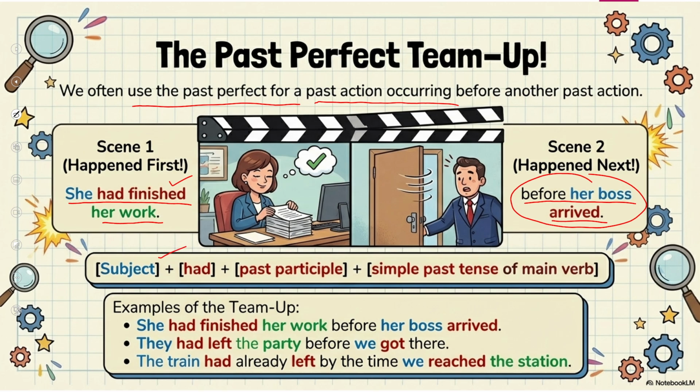Let's talk about formula. Subject plus had plus past participle plus simple past tense. Example, she had finished her work before her boss arrived. In the second example, you can see that they had left the party before we got there. This part of sentence is in simple past and the other part of the sentence happened before this past action. Similarly, the train had already left by the time we reached the station.